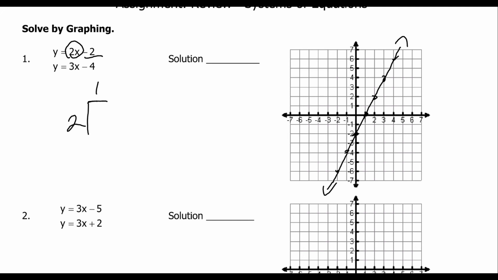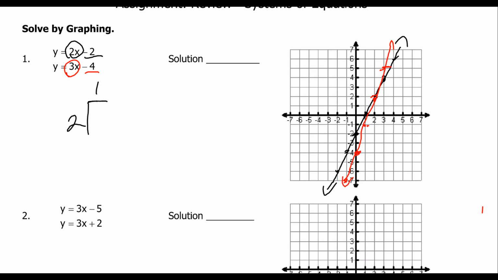Now, this part right here tells us that we're going to go and start at -4. So we go ahead and we start right there. And then this part tells us that we're going to go up 3, over 1. Right there. We're going to go 1, 2, 3, over 1. Okay? And then, let's see, we can get one more down here at the bottom. So we're going to go ahead and we're going to connect those dots.